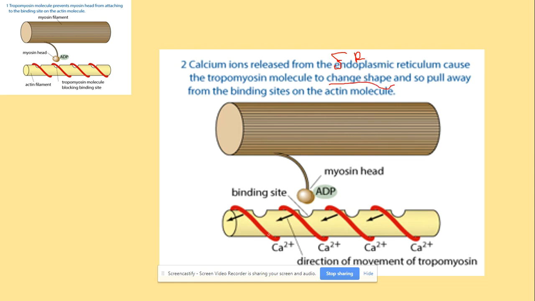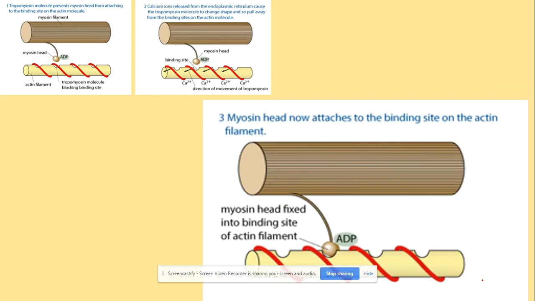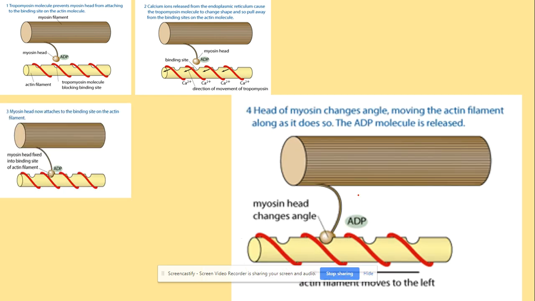That's important. So they're changing shape and they're being pulled away from those binding sites. So the binding sites now are uncovered thanks to calcium ions that arrive due to depolarization. So once they've changed the site, the myosin head now will attach to those binding sites. Remember, ADP is still there. Okay. So once they've done that, they're going to produce myosin actin cross bridges. So those cross bridges are going to be really important.